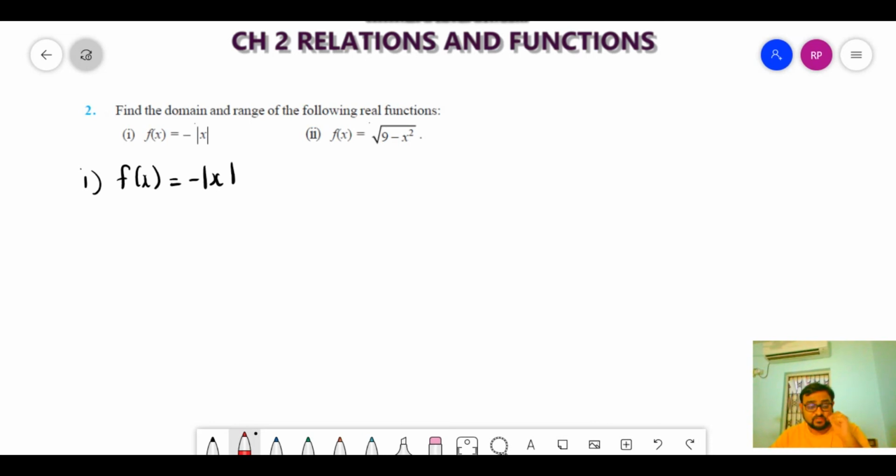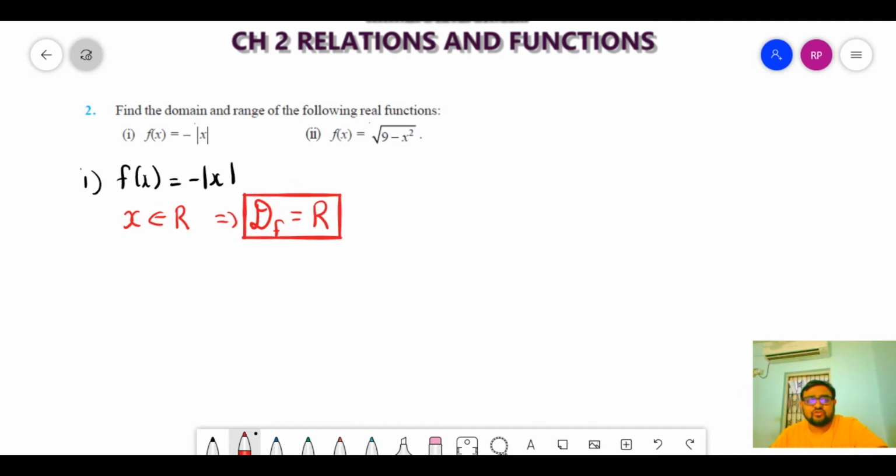Now see here, which value of x can I take? As it is a real function, I can take those values of x for which minus modulus of x is possible. Now, for every real number, minus modulus of x is possible. That means x belongs to R for the domain. So the domain of the function is equal to R. Clear? So this is the first part.